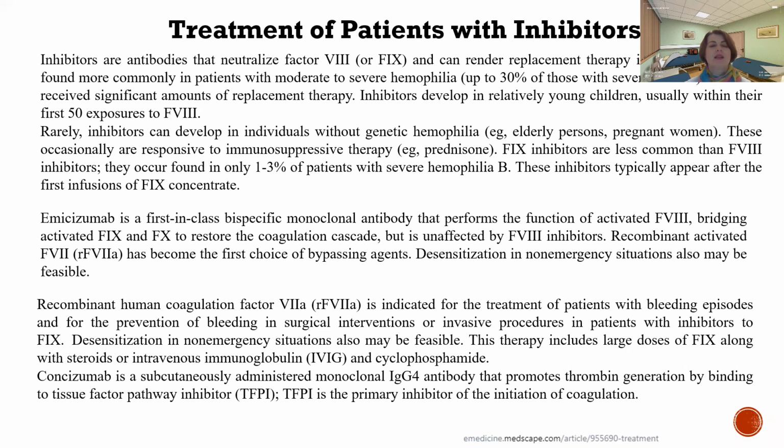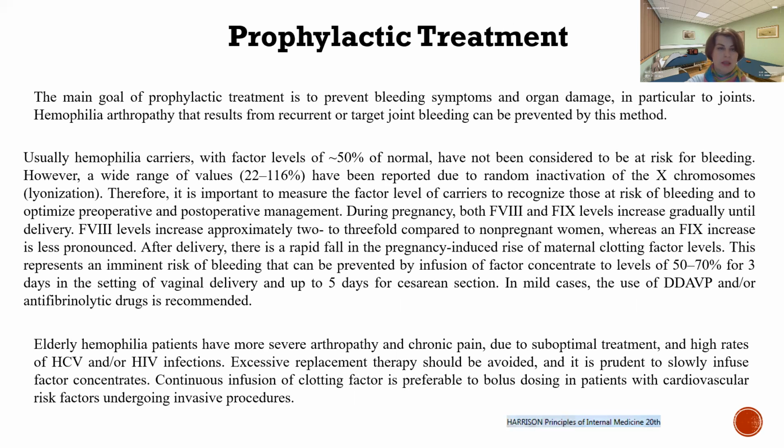Recombinant human coagulation factor VIIa is indicated for the treatment of patients with bleeding episodes and for prevention of bleeding in surgical interventions or invasive procedures in patients with inhibitors to factor IX. Desensitization in a non-emergency situation may also be feasible. This therapy includes large doses of factor IX along with steroids or intravenous immunoglobulin and cyclophosphamide. Concizumab is a subcutaneously administered monoclonal immunoglobulin G4 antibody that promotes thrombin generation by binding to the tissue factor pathway inhibitor, which is the primary inhibitor of the initiation of the coagulation cascade.